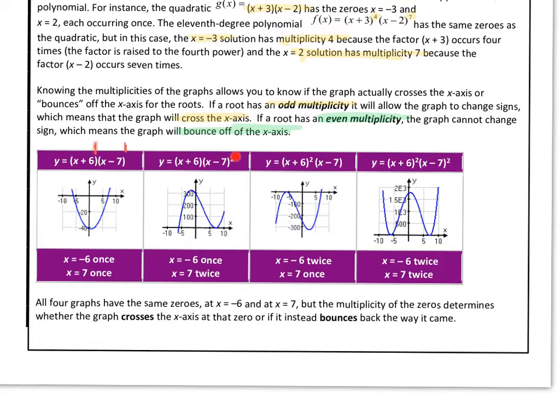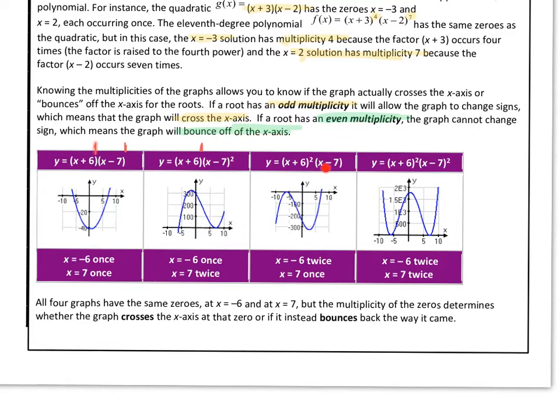Now I take and square this. So again, I still have a power of 1 right here. So x plus 6, we'll take a look at x equals negative 6, which is what you would get if you set that equal to 0, it crosses still. But now at x equals 7, it's bouncing because of that 2. It's an even number. Even multiplicity bounces off the x-axis.